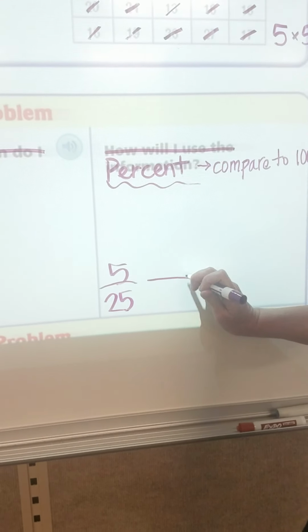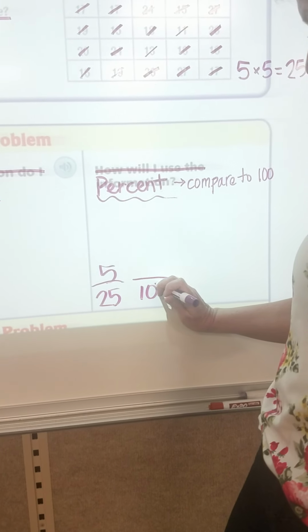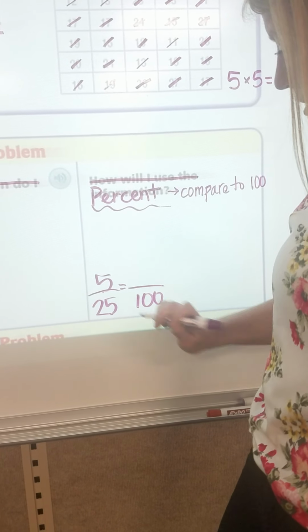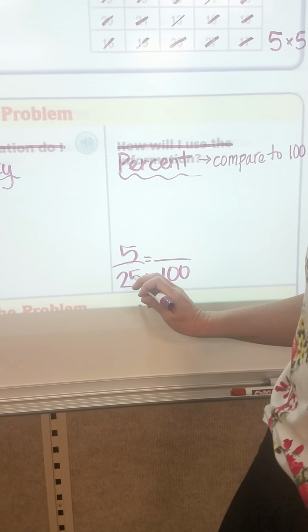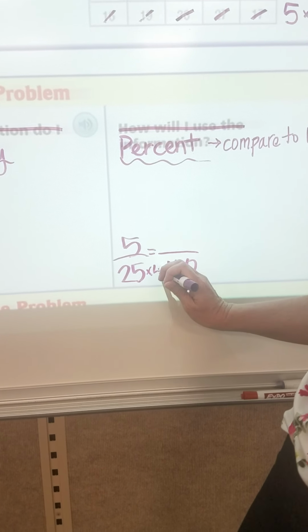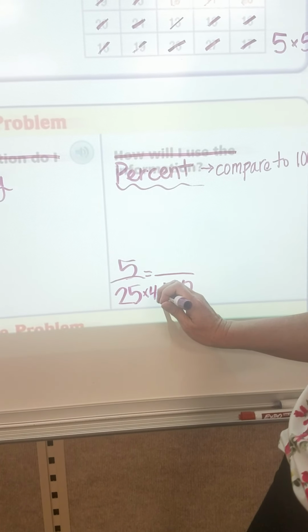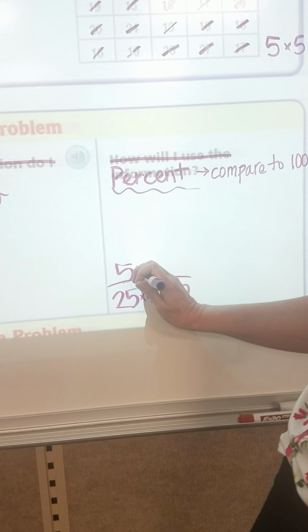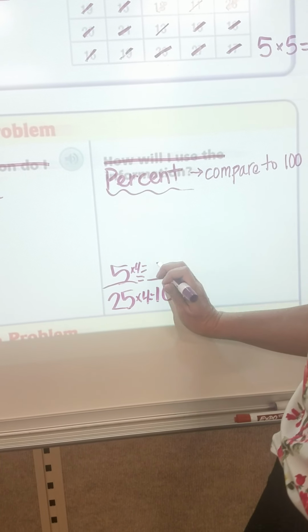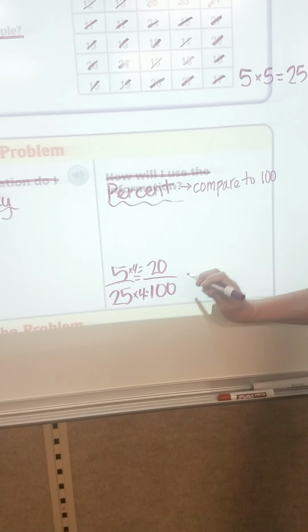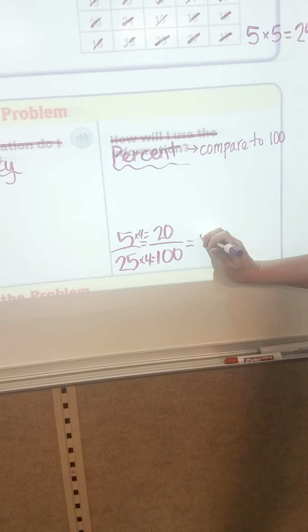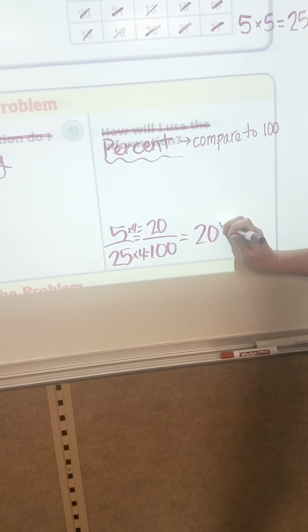And we want to know, well, what is that compared to 100? Okay, and that's easy, boys and girls. It's easy to change a 25 into 100. That's just times by 4. So if we times the top by 4, that's 20 out of 100. And 20 out of 100 is 20%.